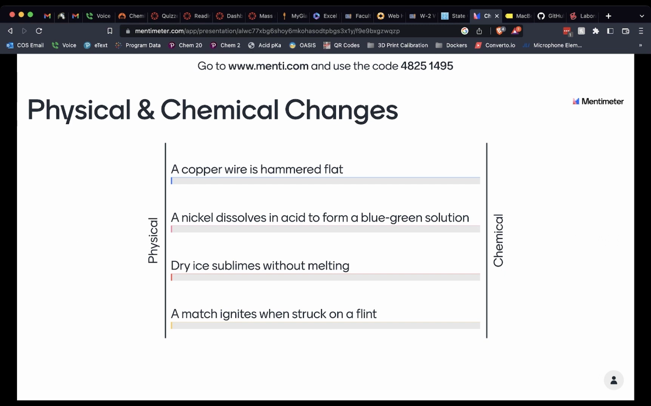So it should have changed on your devices there. You don't have to re-log in or anything. But this was the question we were supposed to do first. So I made it on a scale of 1 to 5 or something, so you can set how confident you are. If you're 100% confident that it's chemical, give it a 5. If you're 100% confident that it's physical, give it a 1. So copper wire is hammered flat. Chemical or physical change?